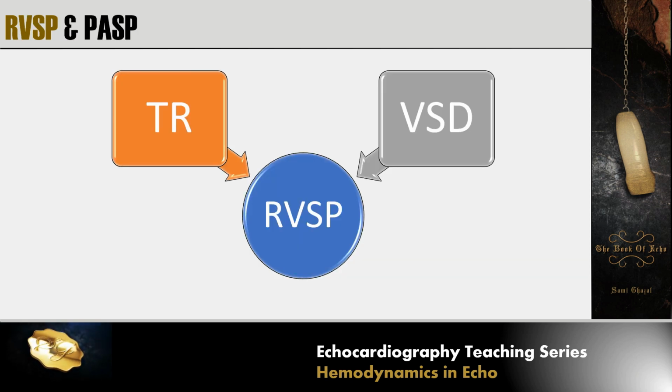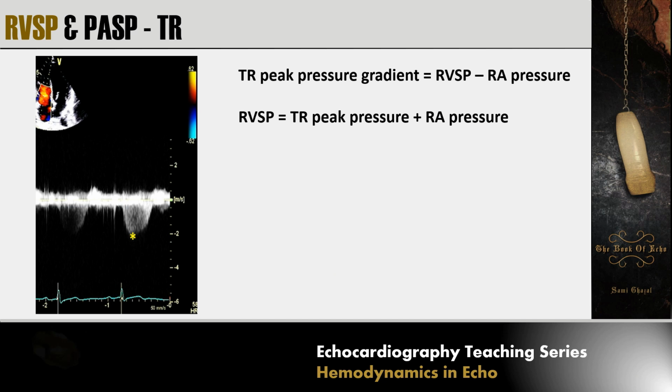Enough of RA pressure. Now the RVSP, or right ventricular systolic pressure, and PASP, which is the pulmonary artery systolic pressure. It can be measured from tricuspid regurgitation and from VSD. So now, estimating the RVSP from tricuspid regurgitation. First of all, we have to utilize all available windows that can give us a tricuspid regurgitation flow, and we use a very good flow.